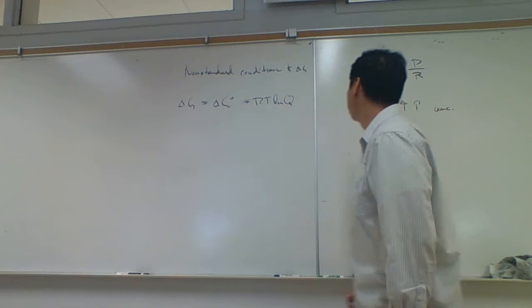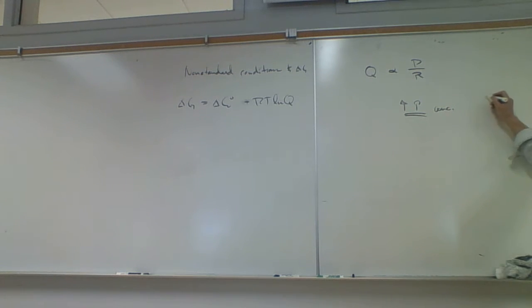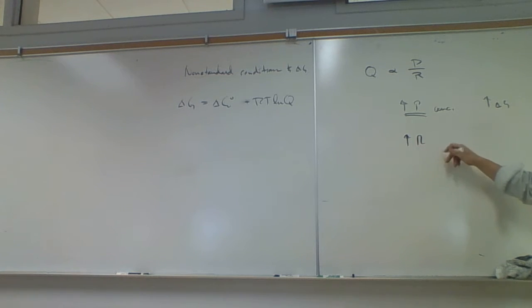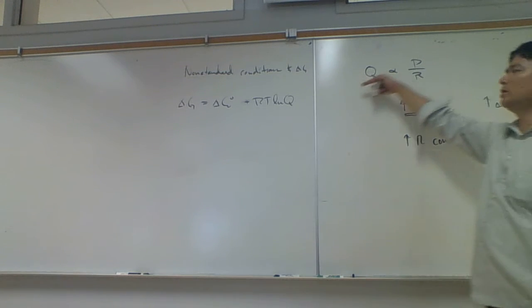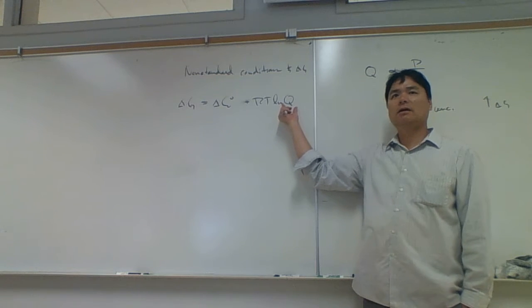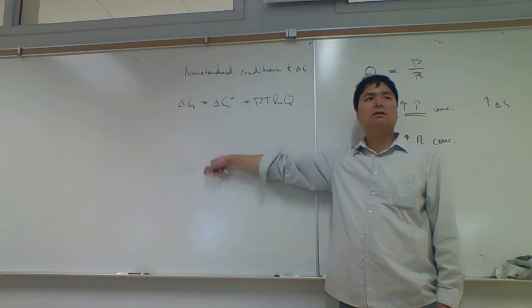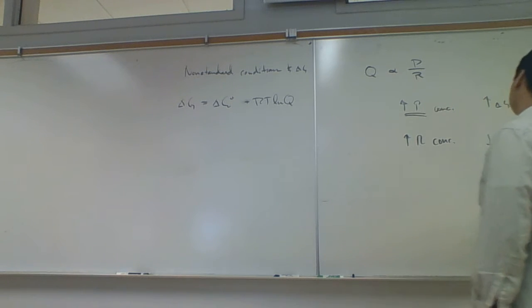So if I want to increase the driving force, I don't want to increase the product concentration because my delta G is going to go up. What I want to do is increase the reactant concentration. If I increase the reactant concentration, then this number becomes smaller. And a number less than 1 will give me a negative ln. And if I get a negative ln, that's going to decrease my delta G. And so this is going to result in a decrease of delta G.